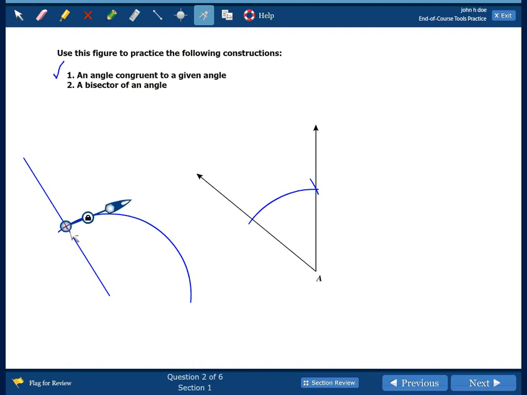So I move it over, and I'm going to make sure that my arcs intersect. So hopefully we remember from the perpendicular bisector part that where two arcs intersect, we're going to draw a line through it. So this is my new vertex, and it goes through those intersected arcs. So notice the two arcs intersected right at this point. My line goes through that point, and I've just copied an angle.